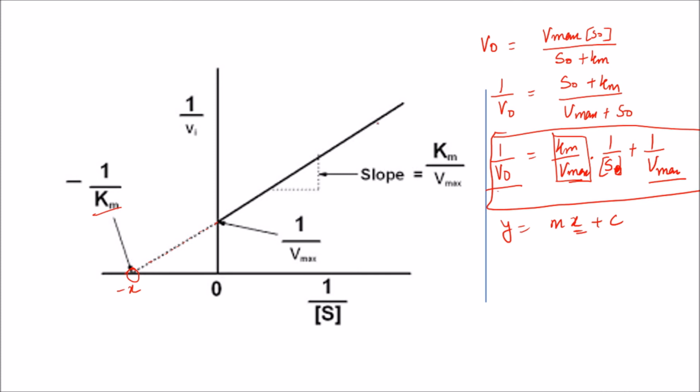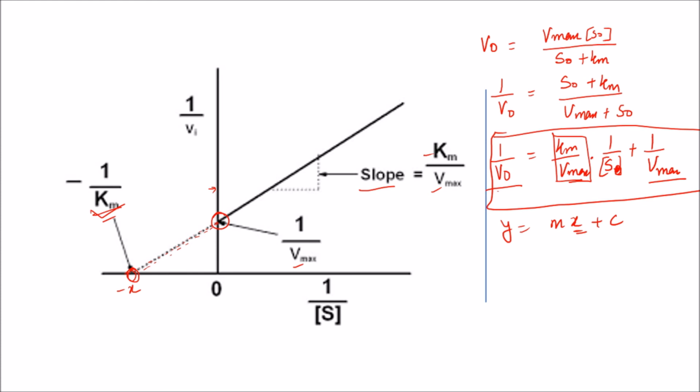Then we will have a linear graph, and when this graph is extended toward the back side, it will give the value of minus 1 by Km. So from here we can easily determine the value of Km. Also, the point where this line strikes the y-axis will represent 1 by Vmax. So here we are getting the exact values of Vmax and Km, and we can also know Km by Vmax from the slope of the graph. So in this way, the drawback in the Michaelis-Menten equation was overcome by plotting the Lineweaver-Burk.